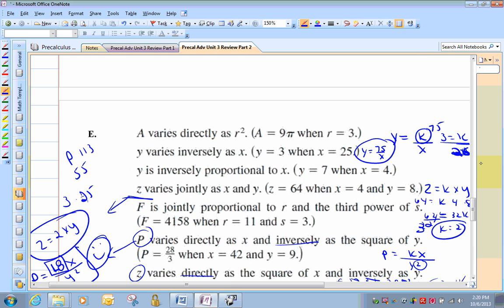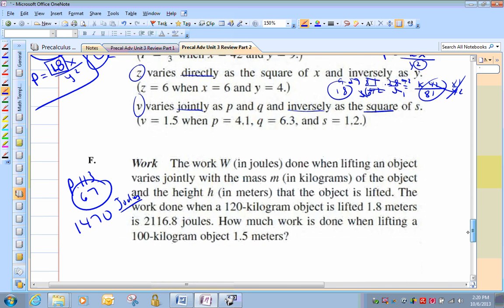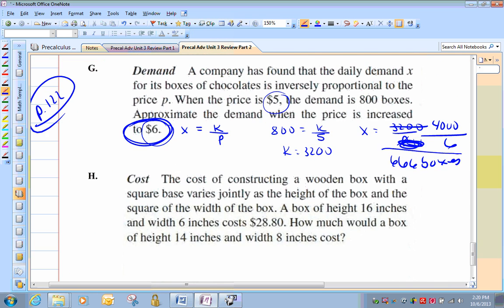Remember, it's a little bit more, but it's only part of a box. You can't have part of a box. So you would round down. If it's a real thing, you have to round down. You can't have part of something. All right, sorry about that. That was a little confusing. All right, let's take a look at the last one about cost.